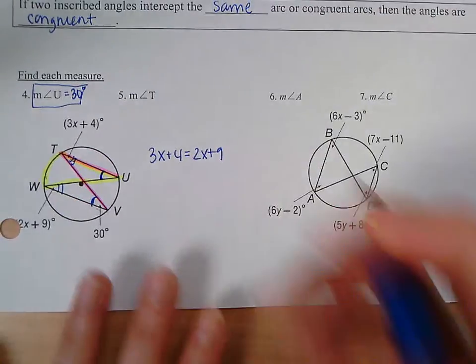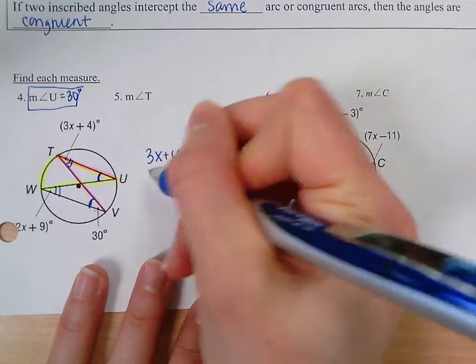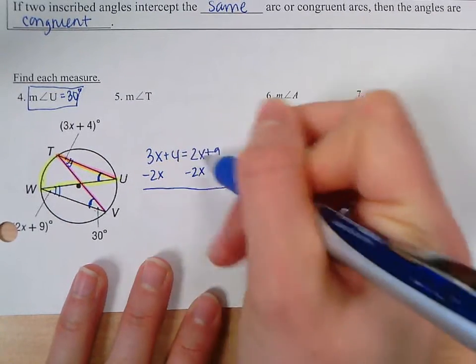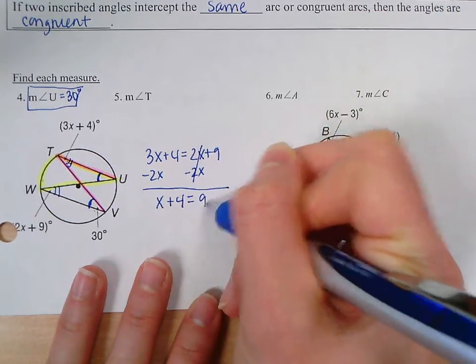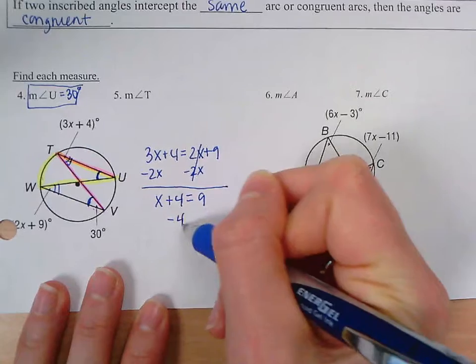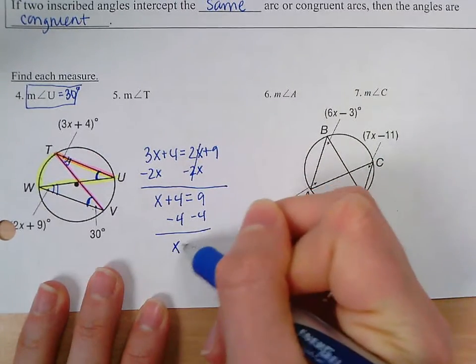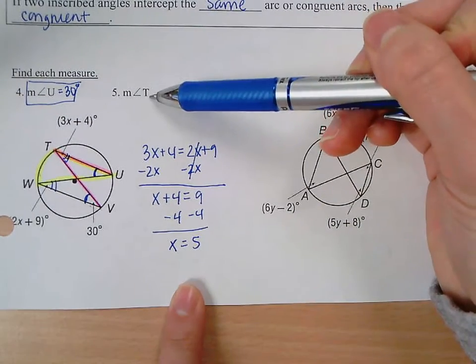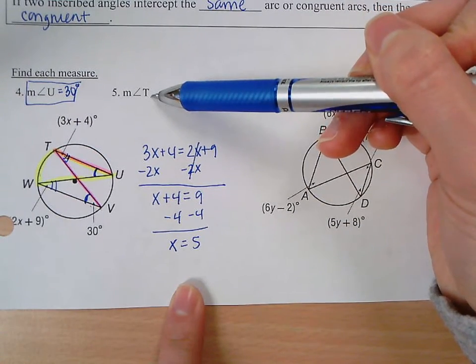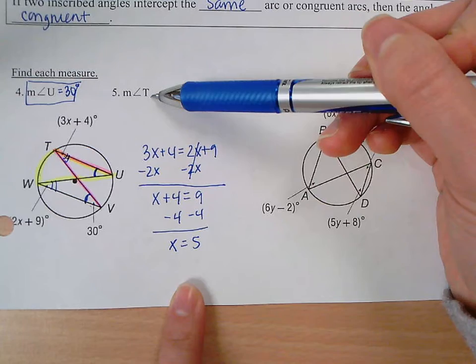If I solve that for x, subtract 2x from each side. So x plus 4 equals 9. And then subtract 4. X is 5. I'm not looking for x, though. I'm looking for the measure of angle T. So what is the measure of angle T?